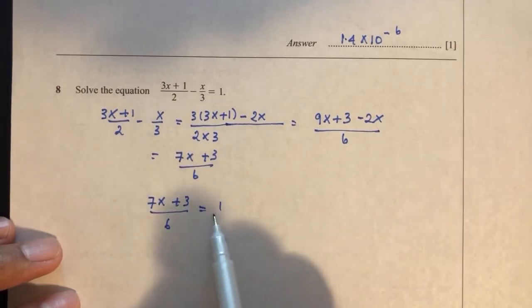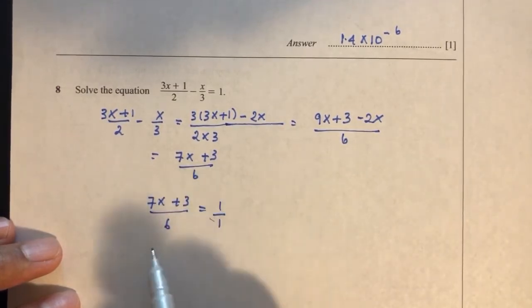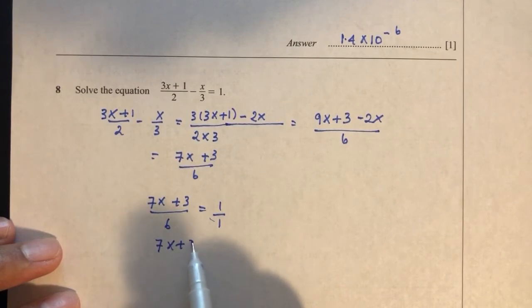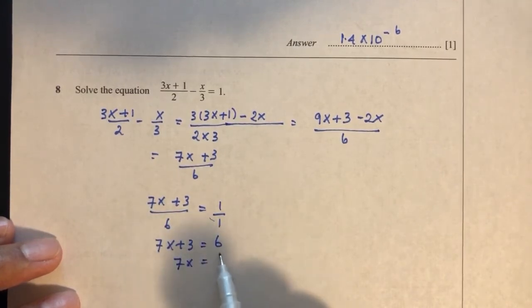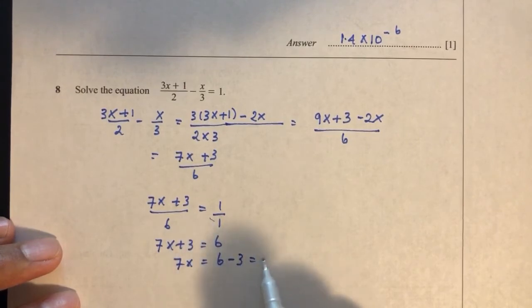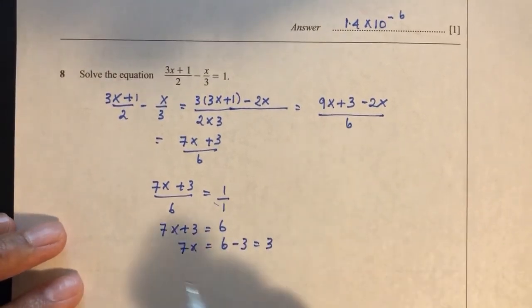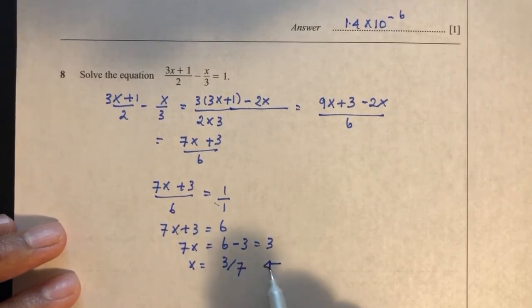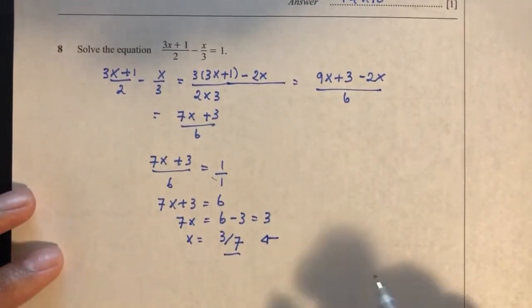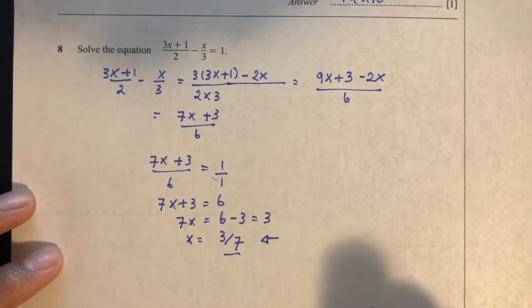So we have to cross multiply. We have 7x plus 3 equal to 6. 7x equal to 6 minus 3, which is 3. So the value of x is 3 divided by 7. And that is your answer for part 8, 3/7.